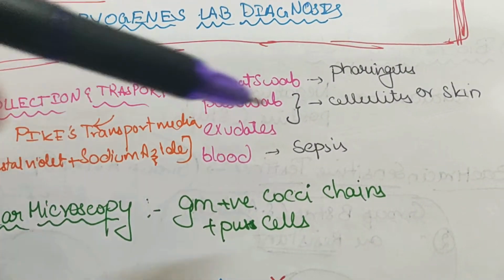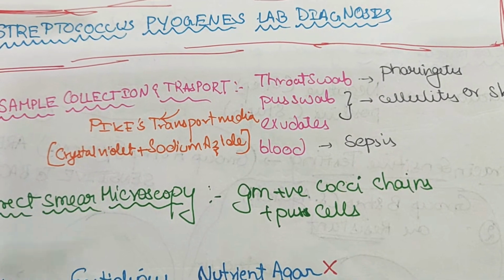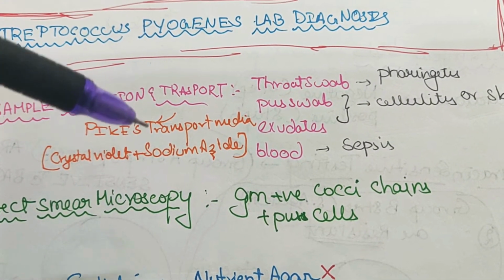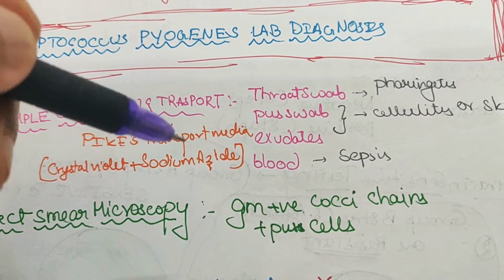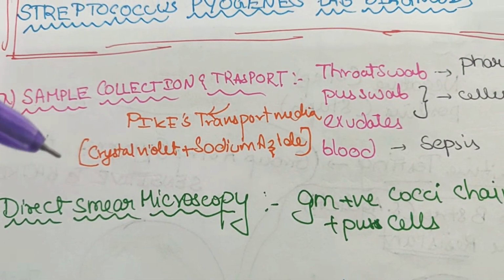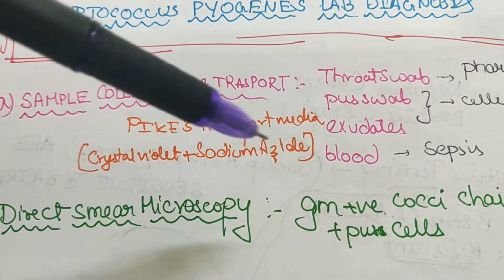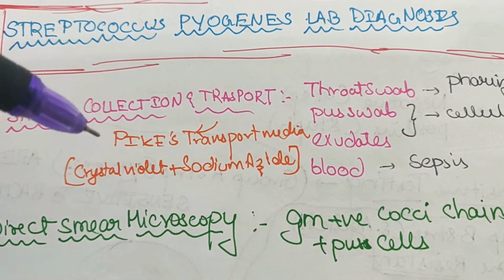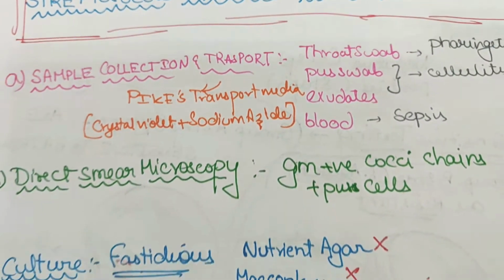sepsis is present. We take these samples and transport them through a specialized media, that is a transport media called Pike's transport media. This Pike's transport media is a broth which contains two compounds, that is crystal violet and sodium azide in it. So it requires a specialized transport media, that is Pike's transport media.